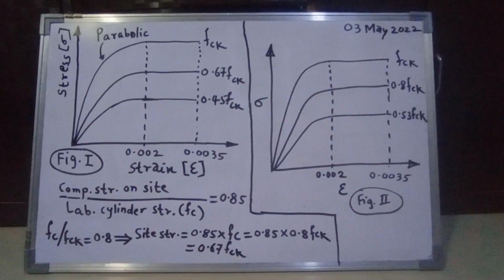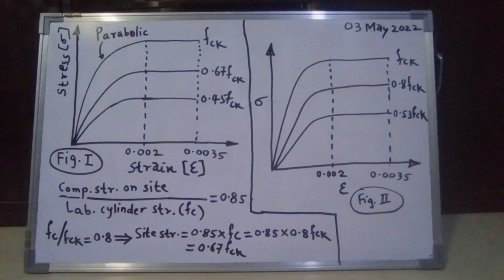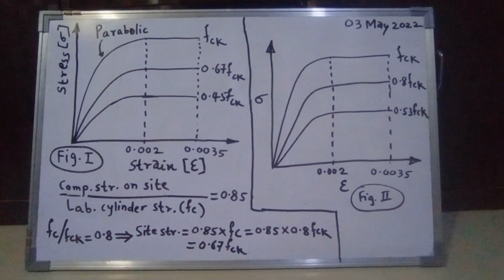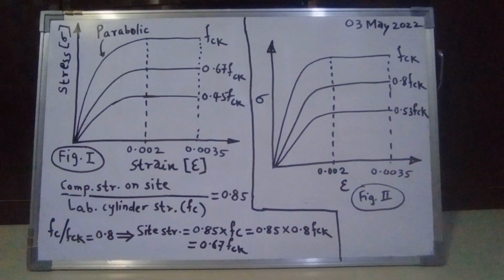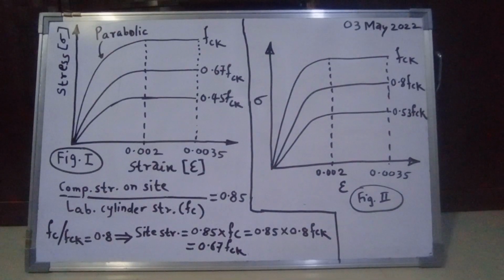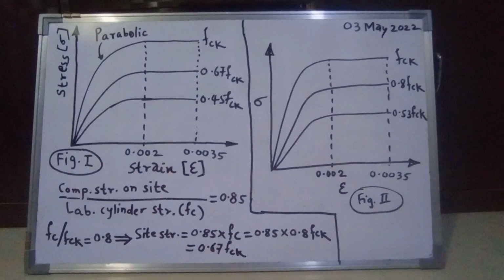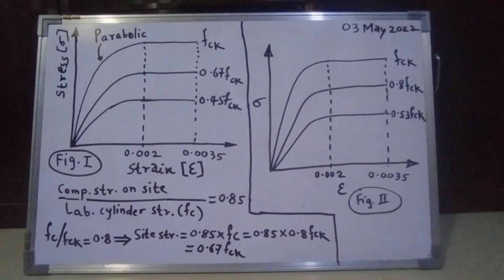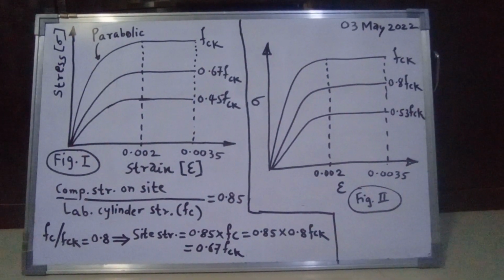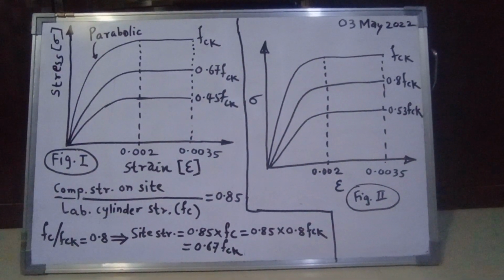Now some literature says that the ratio of compressive strength of concrete on site to the lab cylinder strength FC is usually 0.85. That means the concrete used in beam, column, slab and various RCC elements on site divided by the lab cylinder strength FC is 0.85. That means there is a 15% reduction.